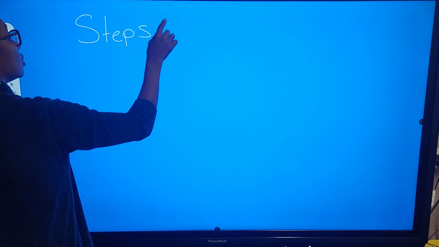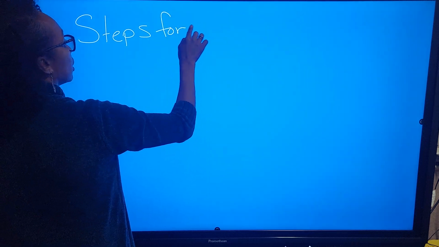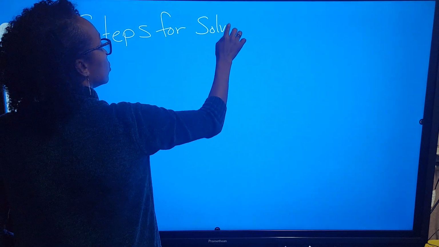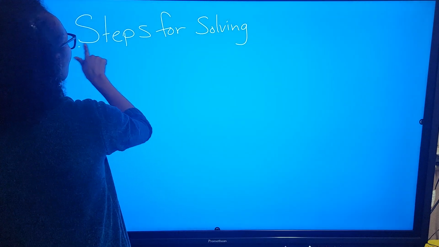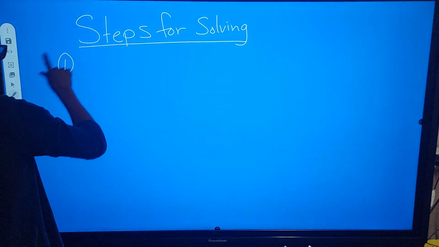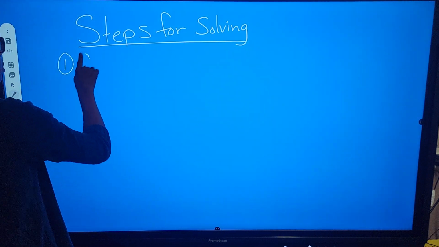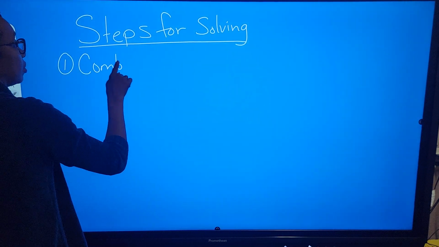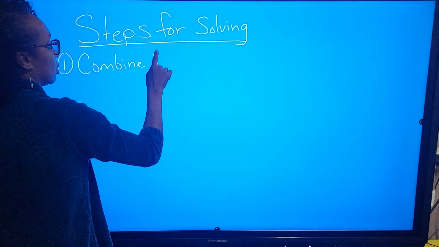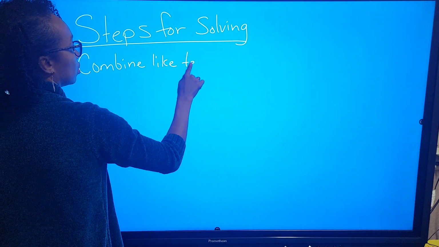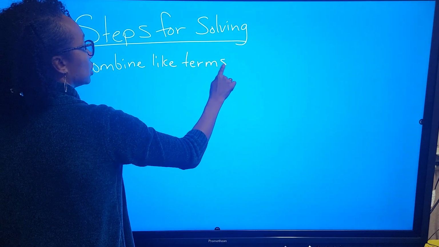All right, so our steps for solving: number one, we want to combine like terms on each side of the equal sign.